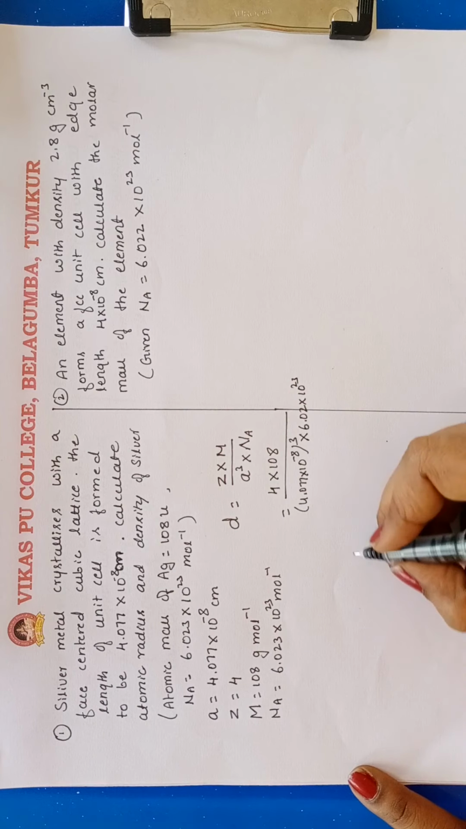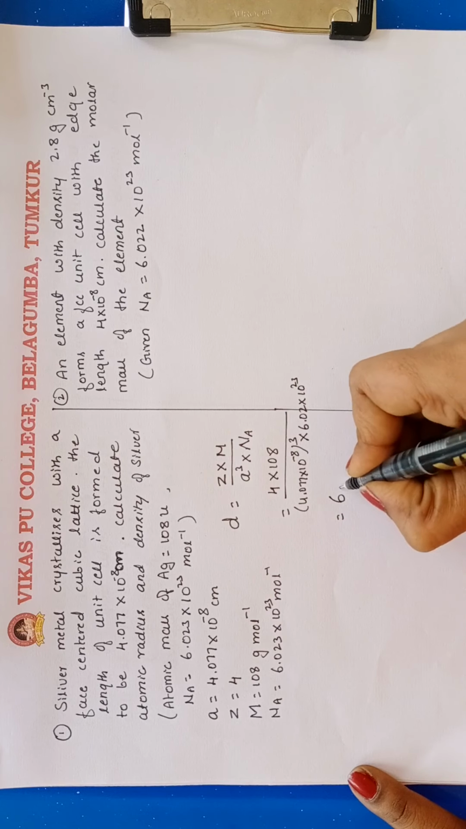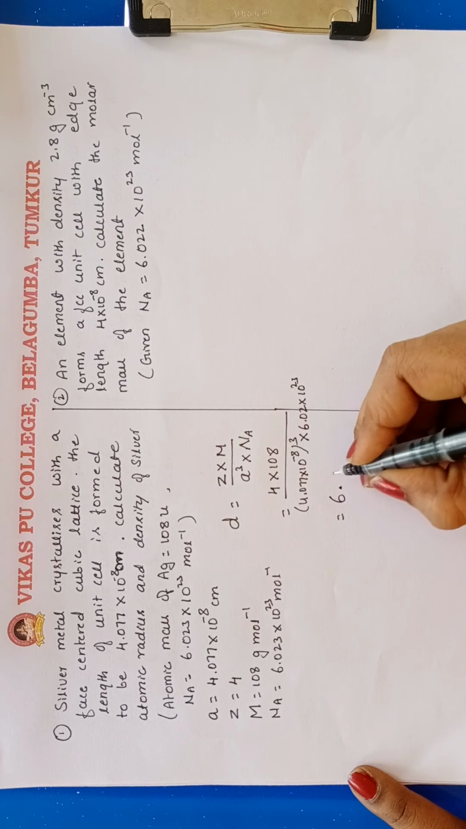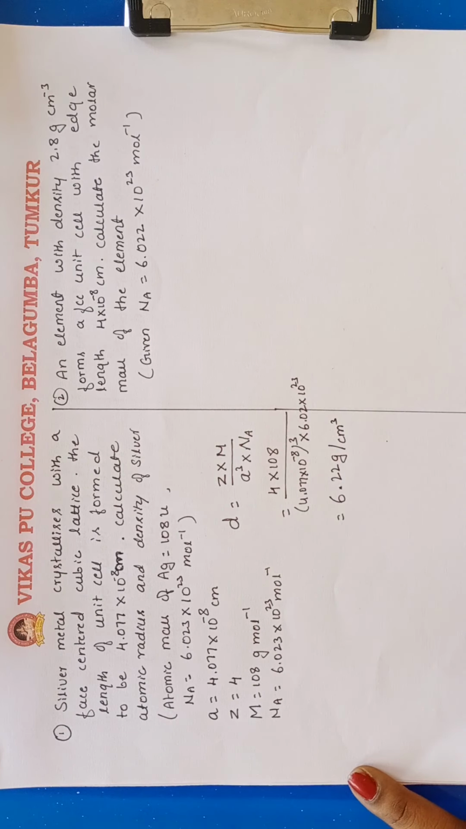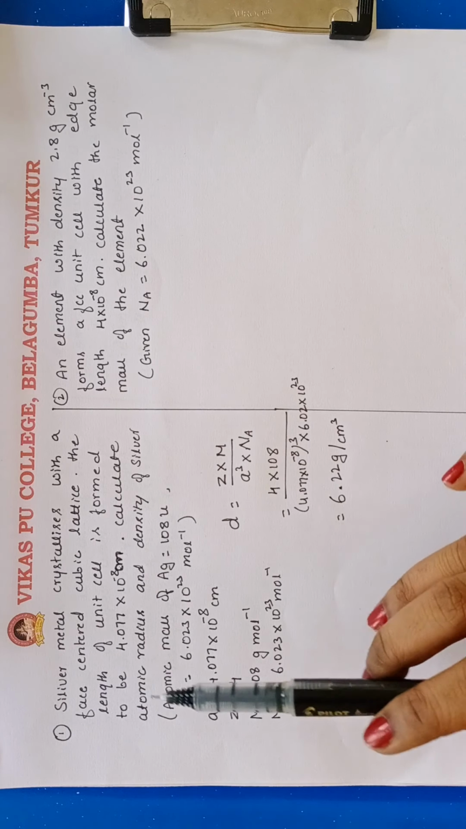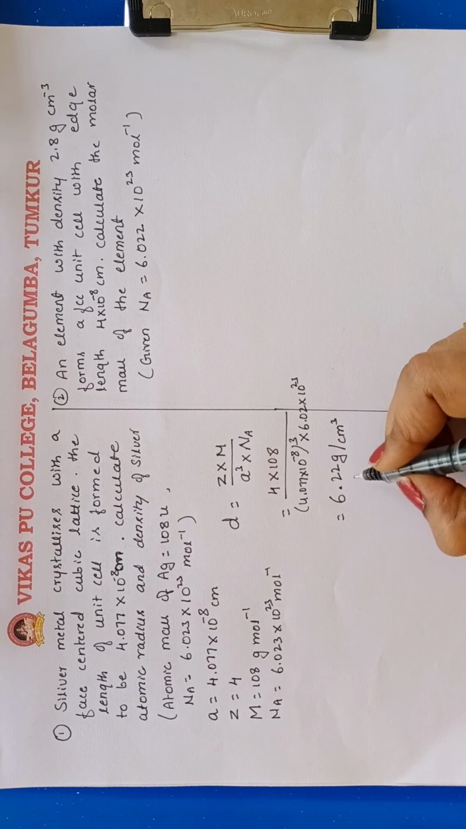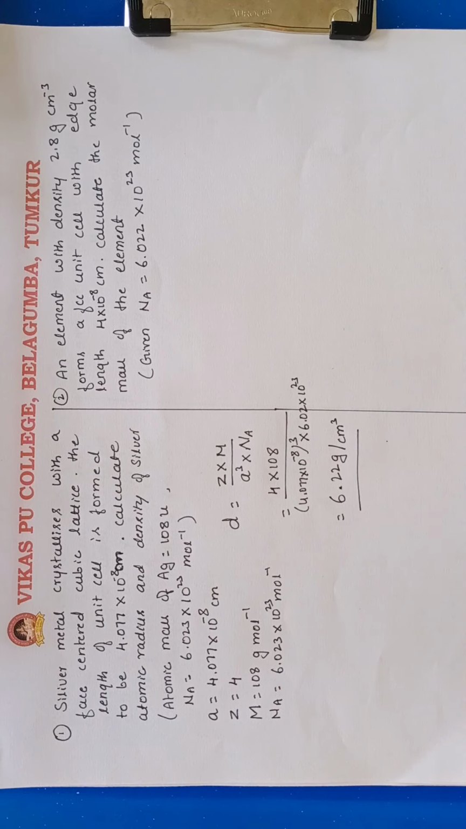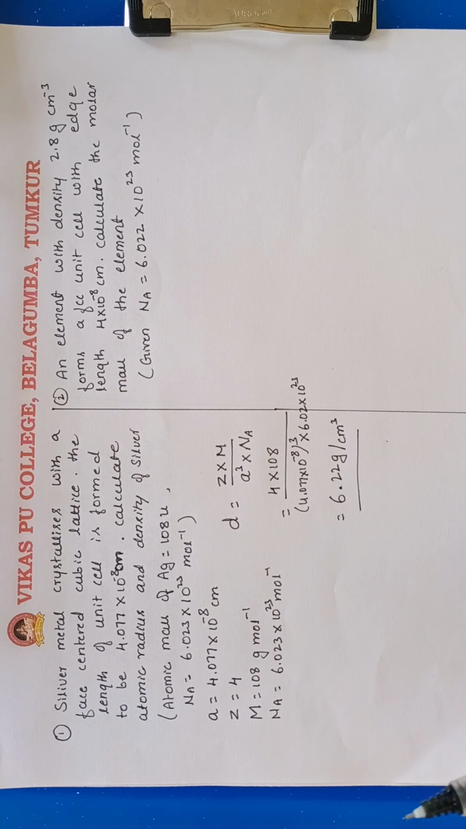On calculating this, we get the value 6.22 g/cm³. If the edge length is given in centimeters, we take gram per centimeter cube. If we convert into meters, we should take the unit kg per meter cube. This is how to calculate the density of the unit cell. They asked about the density of silver and also the atomic radius.